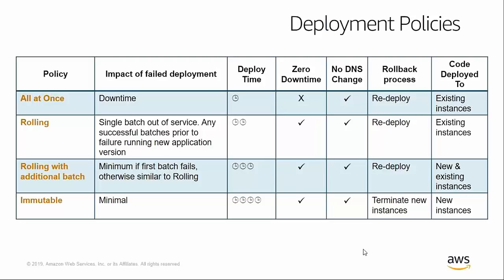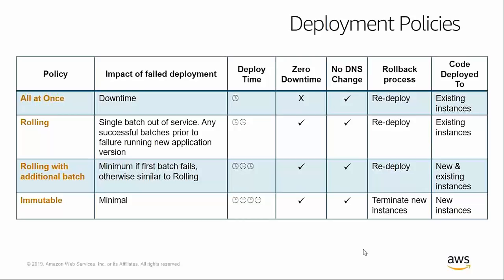So here's just an overview of the different deployment policies: all at once, rolling with additional batch, and immutable. And you can see these are really meant for different types of environments. So the impact of a failed deployment for all at once would mean that you experience downtime. So all at once is really good if you're in a development stage or you're in a testing stage and you really want to do a quick deployment to be able to test that, but you're really not worried about, am I going to experience downtime if there's an errant deployment or if there's an issue with my code.